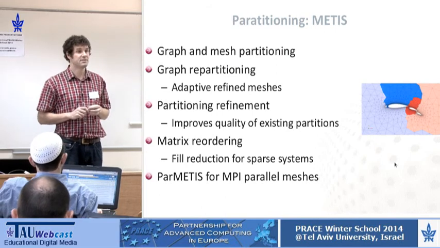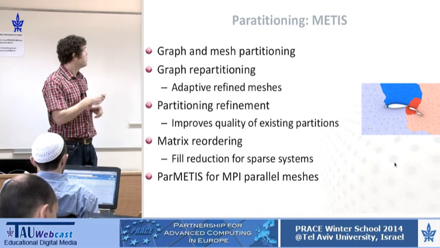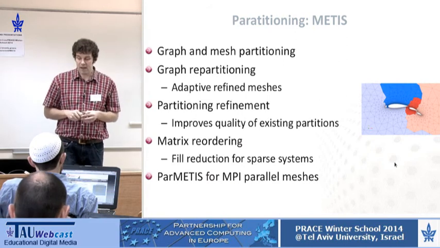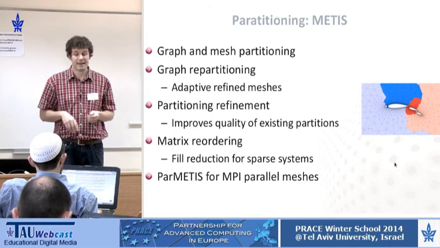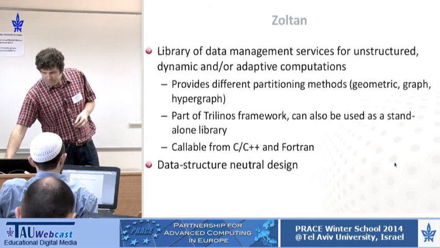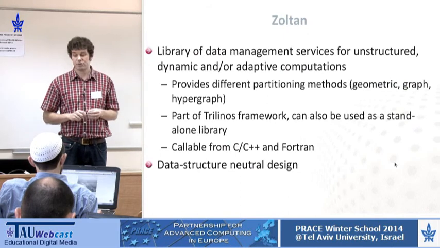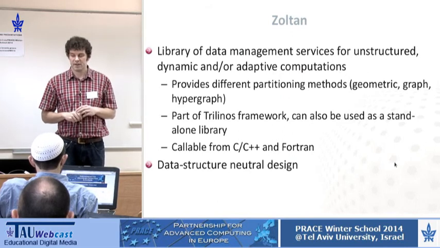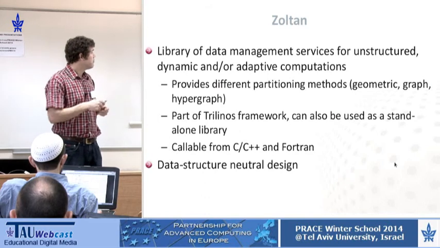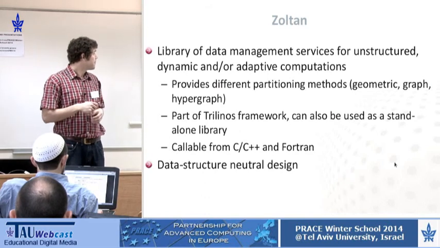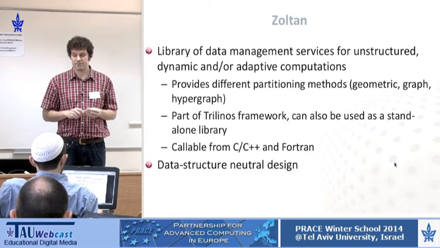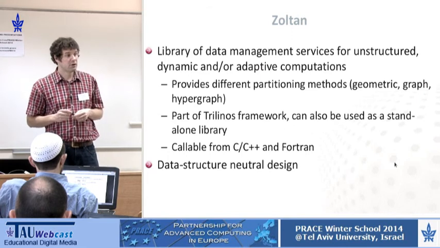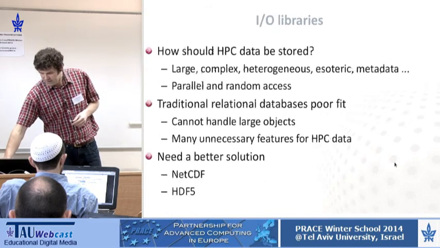Metis and ParMetis is one of these that is quite popular. It can do some graph and mesh partitioning, also some adaptively refined meshes. And you can also use that in parallel. Zoltan is another option. That's also basically for unstructured or dynamic computations. It's part of Trilinos, but can also be used standalone. You can call it from C and Fortran. And it's also a parallel library, so you can use it for parallel decomposition of your unstructured data.